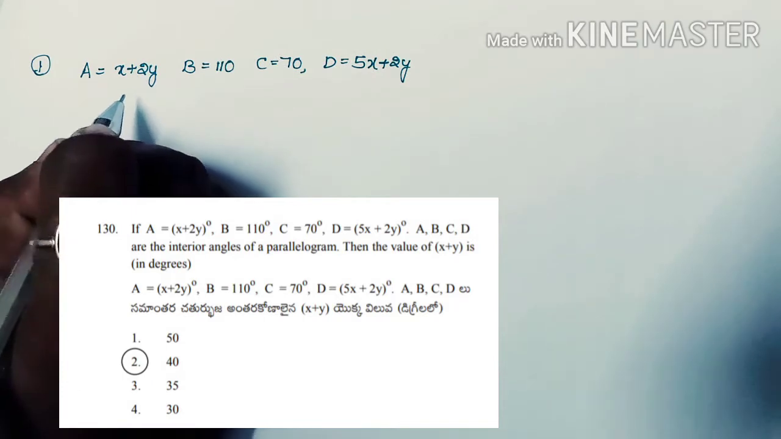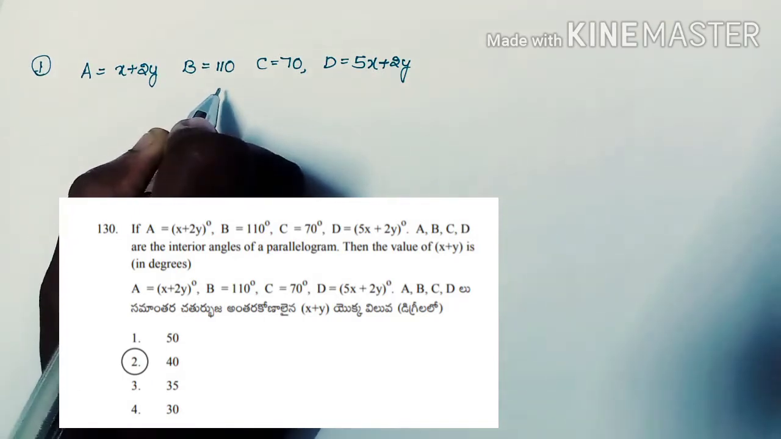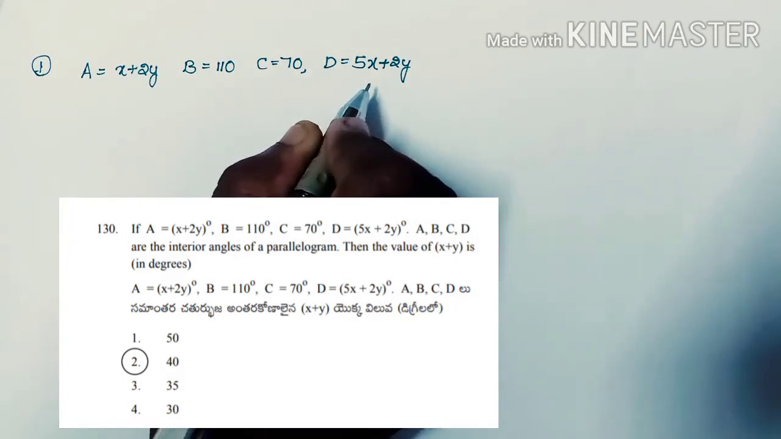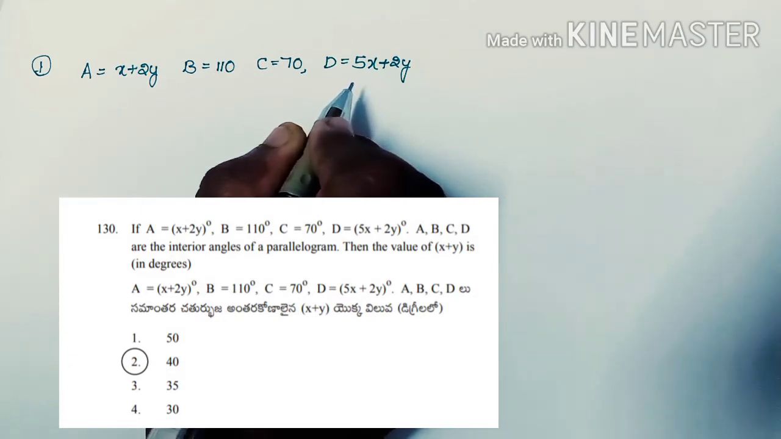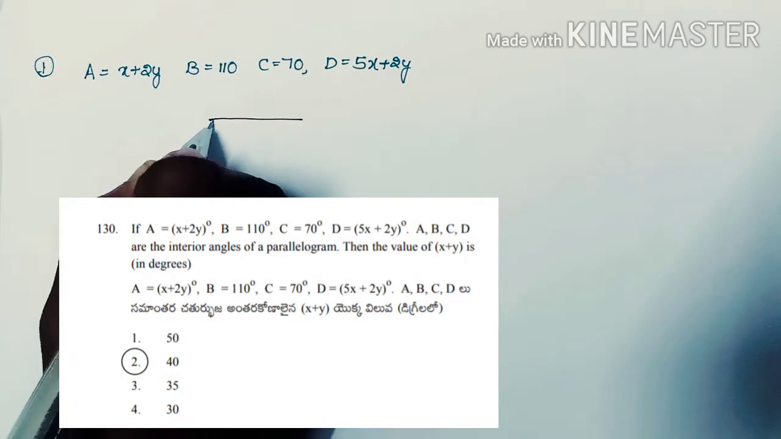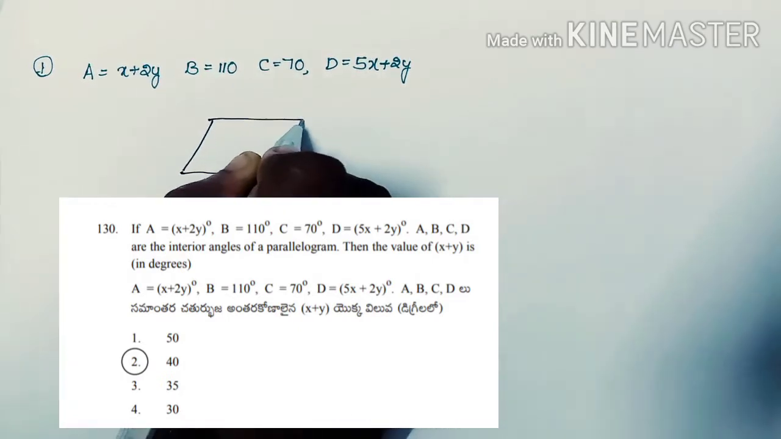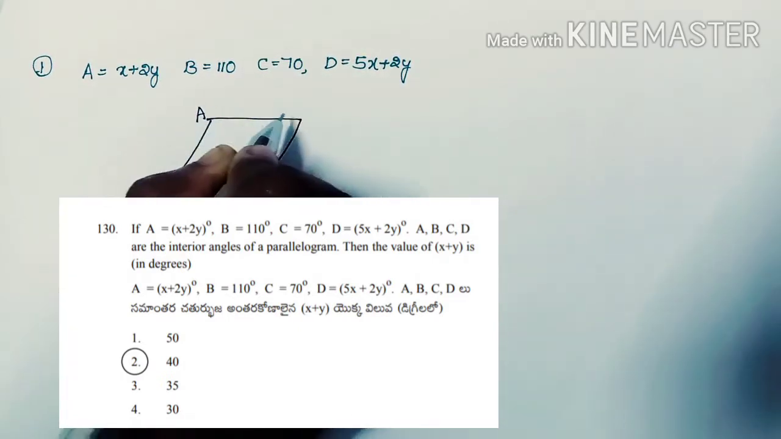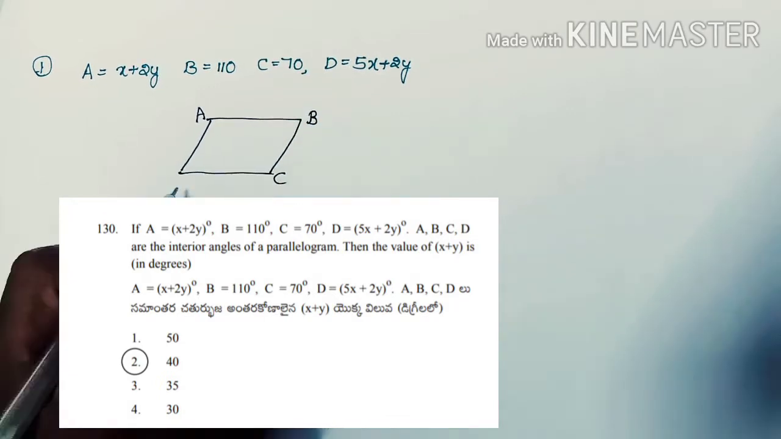Given that a is equal to x plus 2y, b is equal to 110, c is equal to 70, d is equal to 5x plus 2y, and ABCD are the interior angles of a parallelogram. So here a parallelogram is given. This is the parallelogram, and also given that ABCD are the angles of a parallelogram.